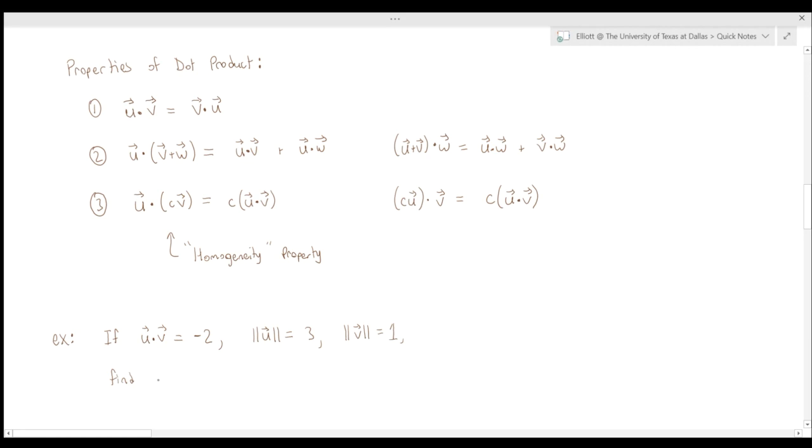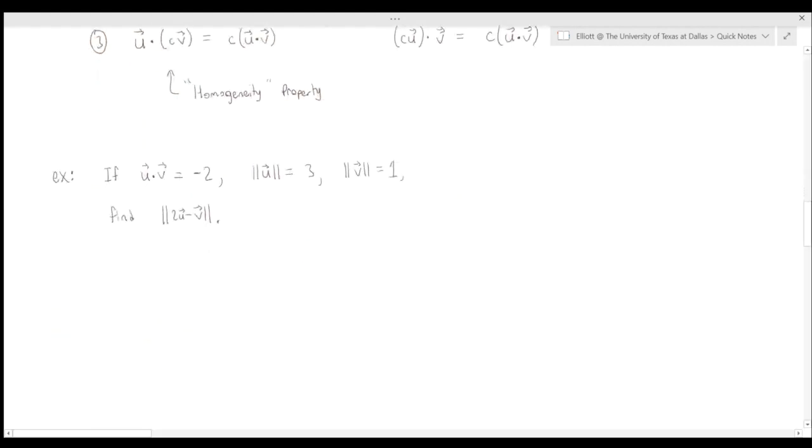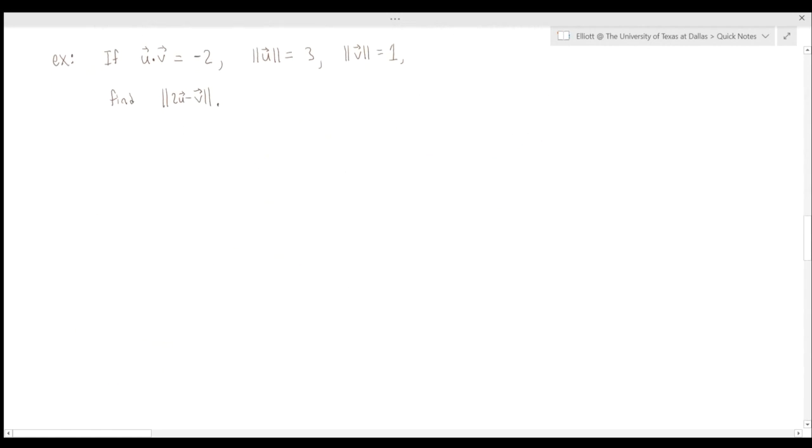Using this information, we want to find the norm or the length of the vector 2u minus v. All right, so we're not given the components of u or v or anything. All we have is the 3 pieces of information given. Okay.